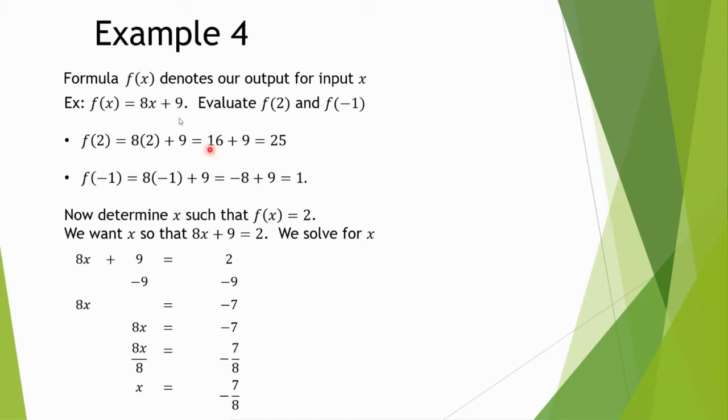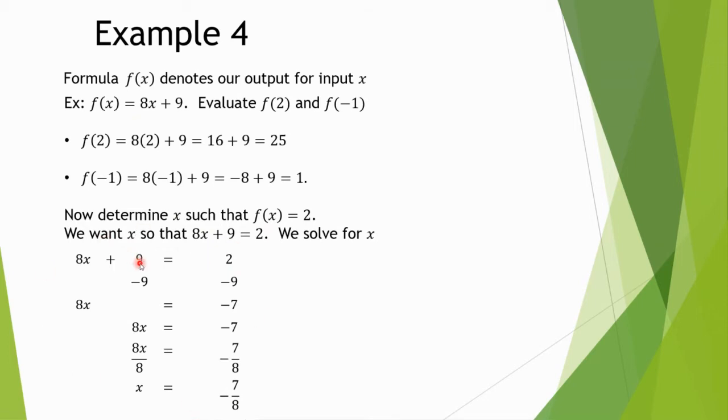Well, f of x, right, is 8 times x plus 9. So really what we're saying is we want to find x so that 8 times x plus 9 equals 2. So now again, it's just basic algebra, right? We want to solve this for x. And that's what I'm doing here. You want to get x all alone.